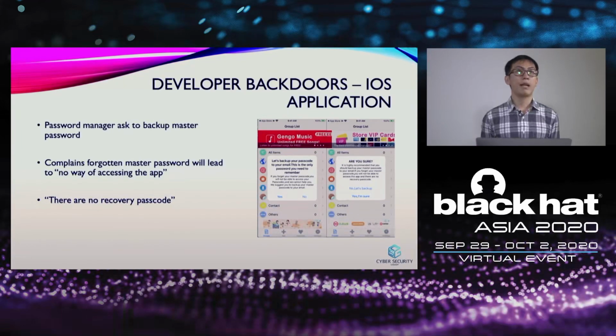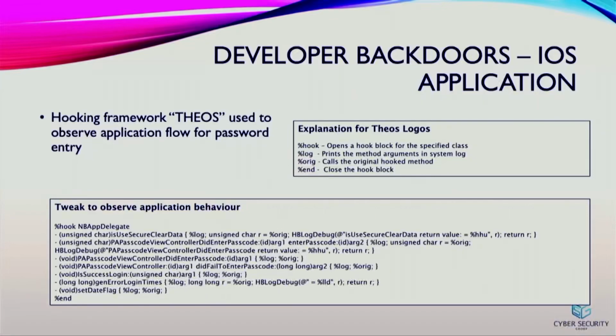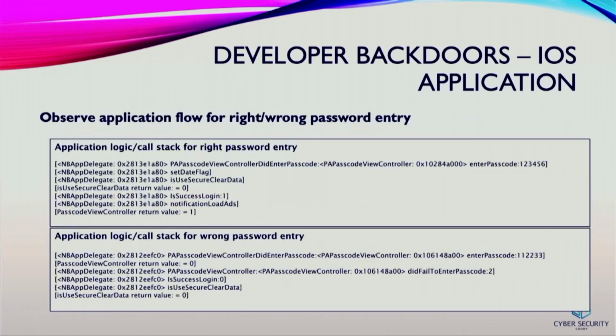To analyze this application, our team uses a hooking framework called Backdoors to observe the application flow for this password manager. I've listed out the syntax over here. What we want to do is observe the application flow when you enter the right and wrong password. As you can see here, when you enter the right password, the application will call isSuccessLogin passing 1 as the argument. And when you enter the wrong password, it calls isSuccessLogin passing 0 as the argument.